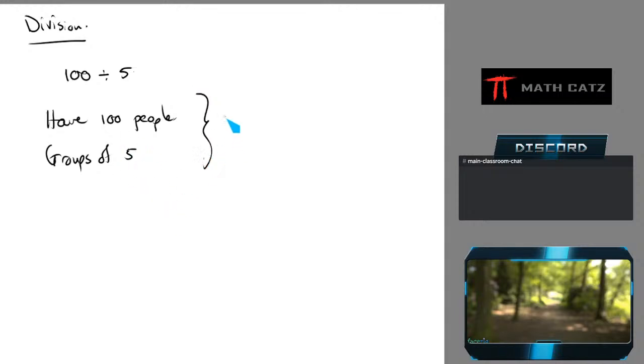Then I could ask a couple of questions. One question is, how many groups are there? And the calculation to determine that is exactly 100 divided by 5. I can also ask a different question that results in the same calculation. If I have to hand out the shirts, I'm going to have to know how many colors I need to make. I need to be prepared before the people show up.